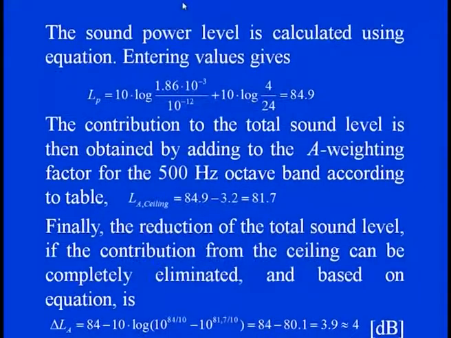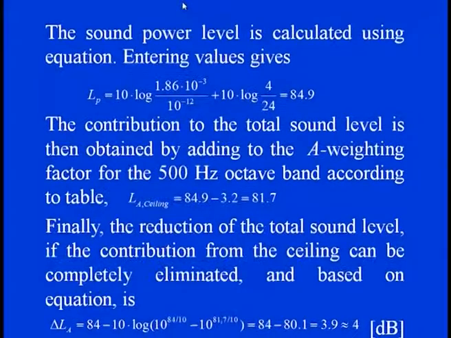And the contribution to the total sound level can be straightaway found when we use the weighting factor, which was discussed in one of the tables. The A weighting factor for 500 Hertz sound in an octave band gives the LA, the sound level at the ceiling, equal to the 84.9 dB calculated earlier, minus 3.2, that is 81.7.